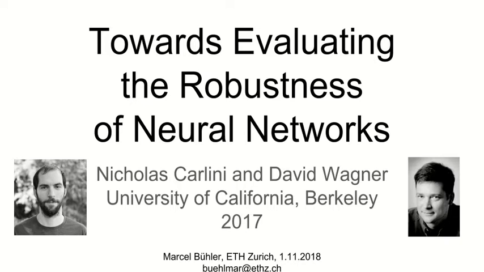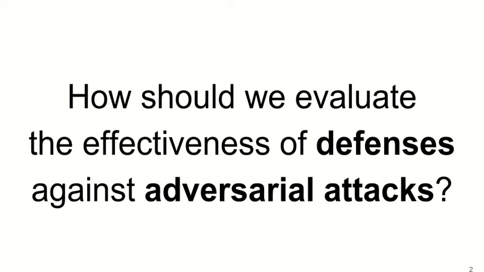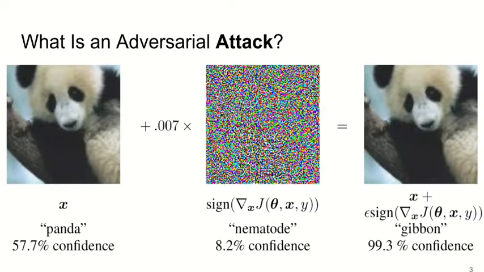Let's dive right in. The main question we ask in this paper is how should we evaluate the effectiveness of defenses against adversarial attacks? So what are adversarial attacks? Let's see an example from a paper from Goodfellow et al. from 2015. Here we have an input X, which is an image of a panda, and then we add a carefully crafted perturbation, and in the end we will get an image that to us humans still looks exactly like a panda, but it is classified as a gibbon, and this even with a high confidence.